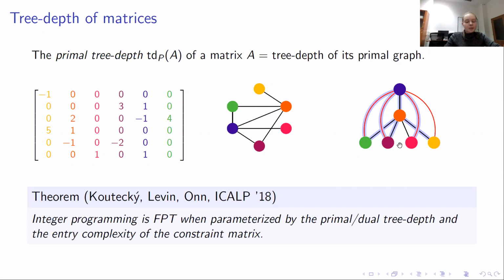However, this parameterization by the tree depth, primal and dual, has a certain disadvantage, which I would like to illustrate on the following slides, together with the motivation for our research and the main questions that we were interested in.